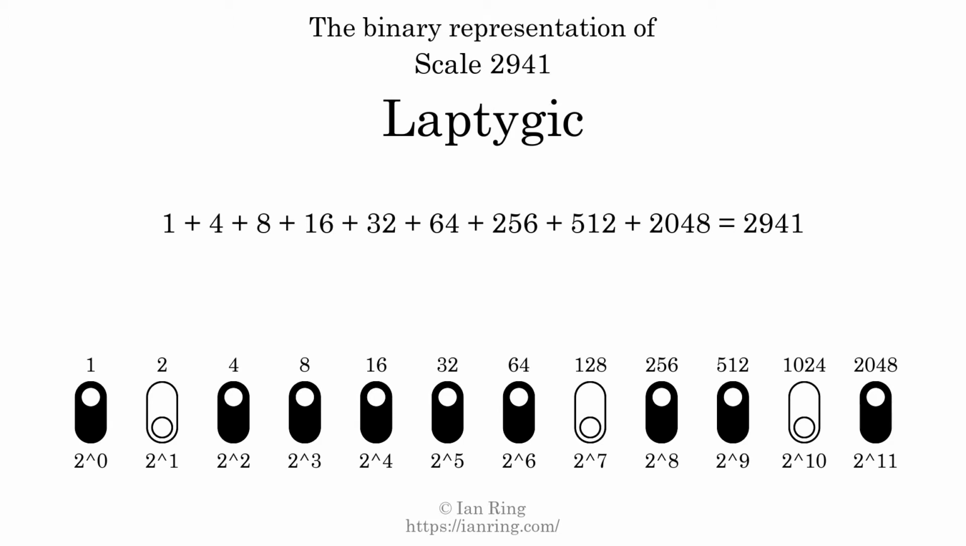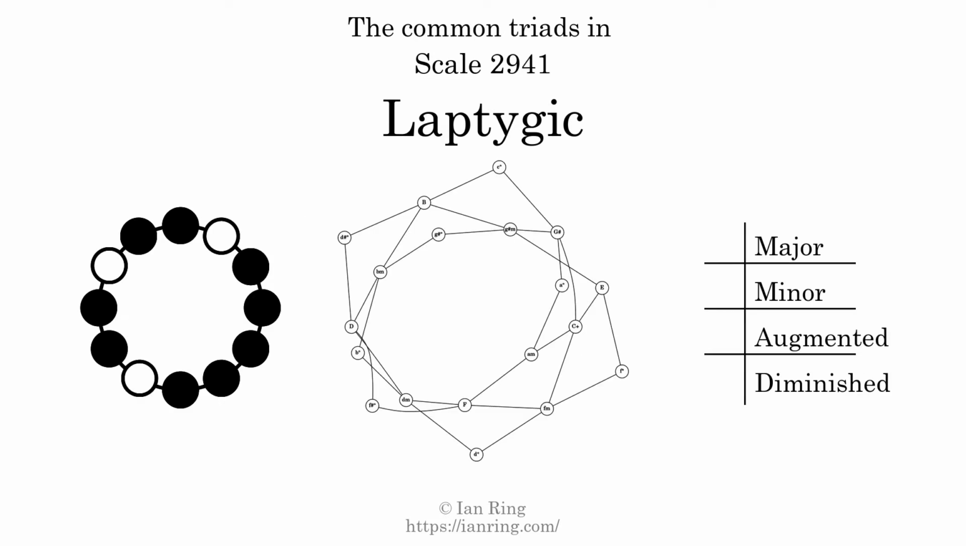2941. The scale number not only enumerates the scale with a unique index, but it also literally describes the tonal content of the scale. Represented as a binary number in base 2, the scale number is 10110111101. Here are the common triads present in this scale. The diagram in the center is a graph of parsimonious voice leading between triads.